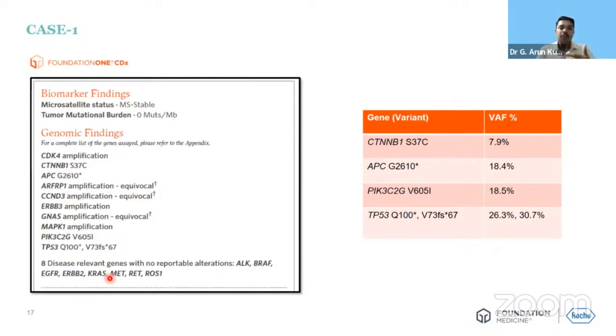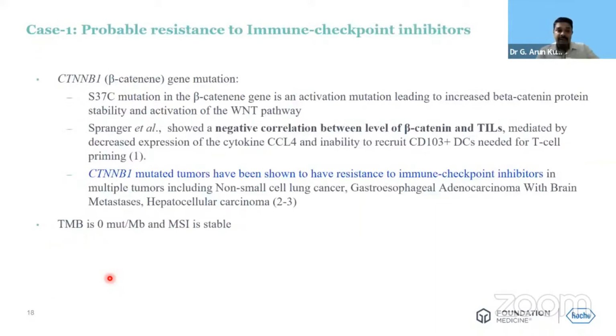But let us try to understand the molecular nature of the tumor. So doing a comprehensive genomic profiling not only tells you what to do, it also tells what not to do. And most importantly, it helps you understand the molecular nature of the tumor. And over time, every tumor's molecular nature changes. So first, let us see what is the role of CTNNB1.